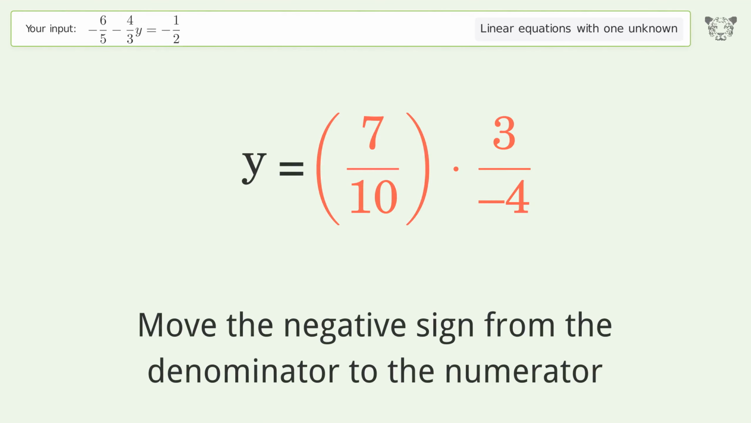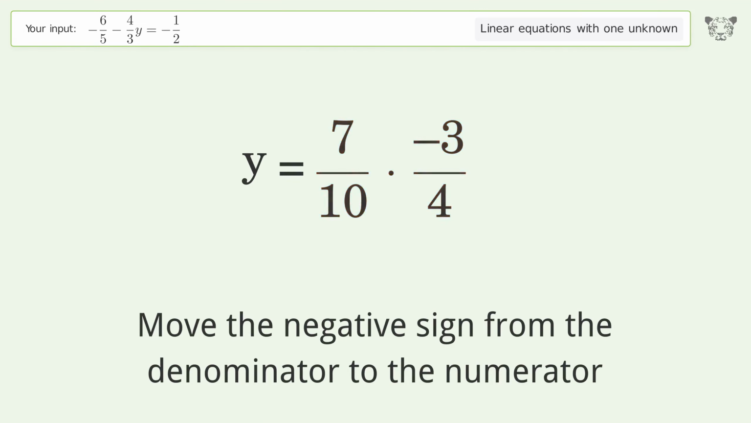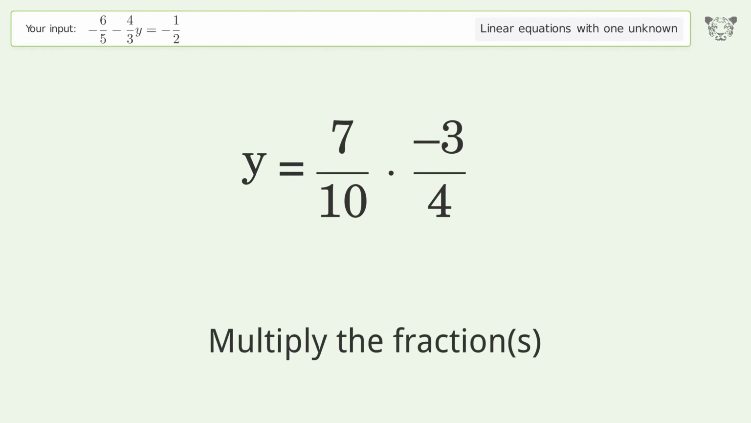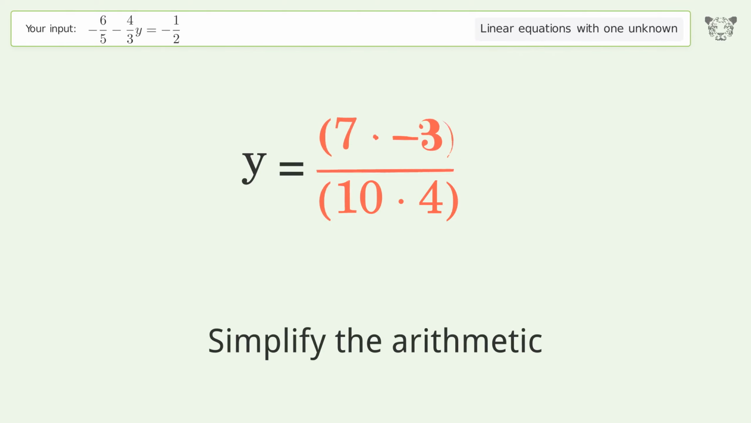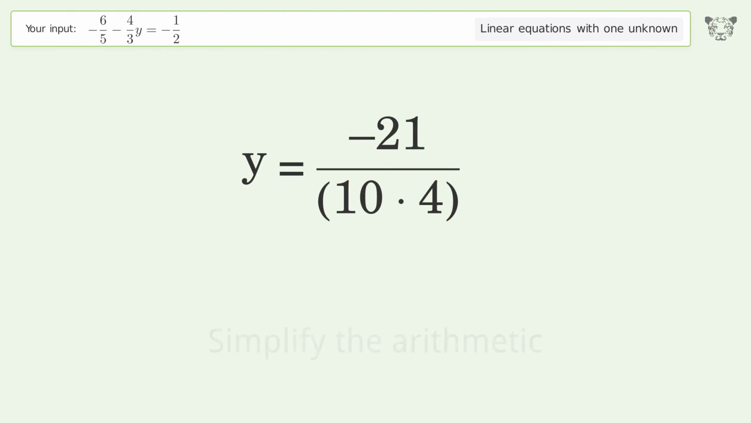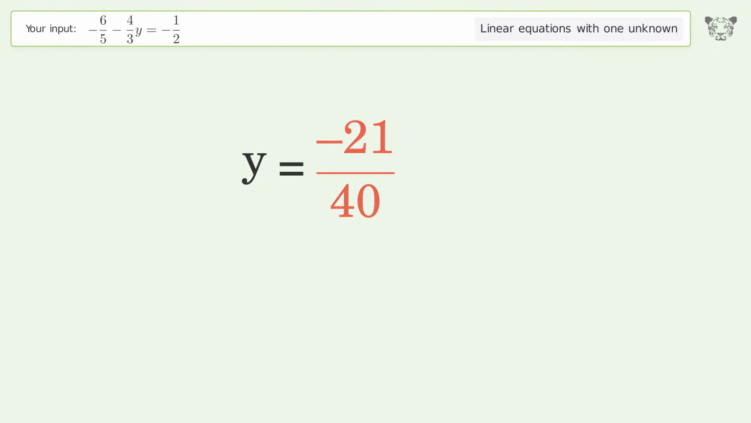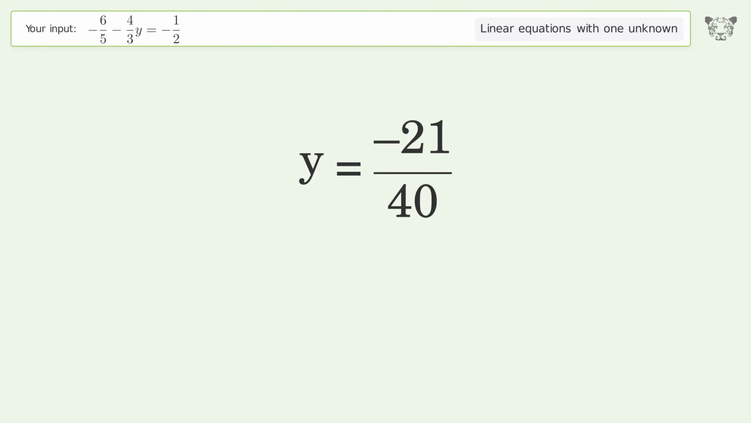Move the negative sign from the denominator to the numerator. Multiply the fractions. Simplify the arithmetic. And so the final result is y equals -21/40.